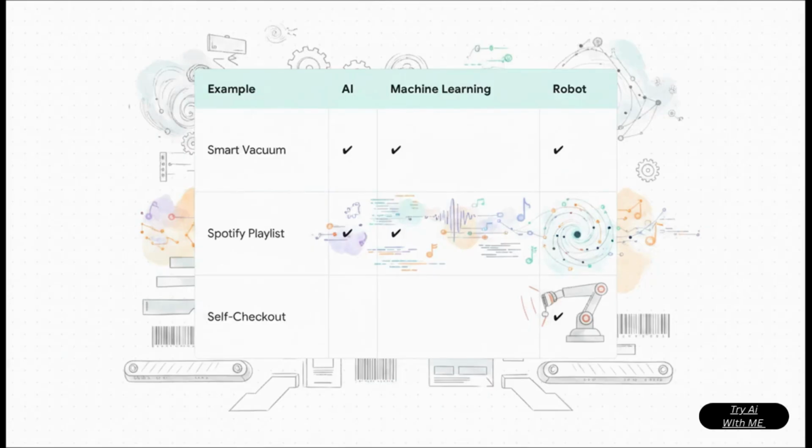And before we go, here are the answers to the pop quiz. So, the smart vacuum. It's all three. It's a physical robot with an AI brain that learns using machine learning. Spotify is pure AI and machine learning, but it has no body, so it's not a robot. And that self-checkout machine, it's just a simple robot following instructions with no real intelligence.